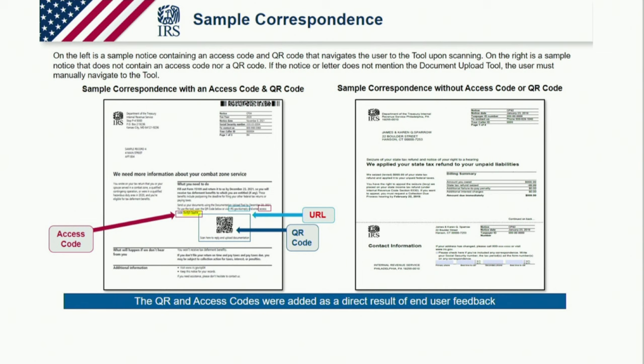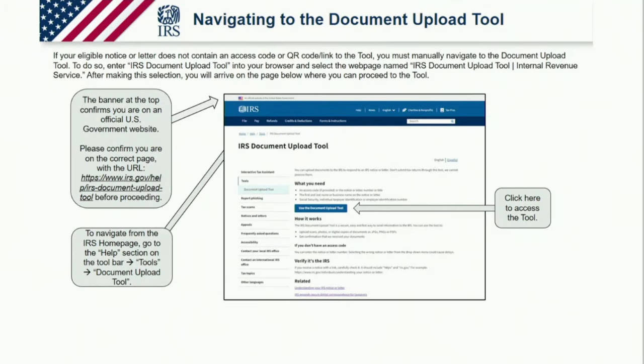If you have to manually navigate to the document upload tool, simply follow these steps. Type IRS document upload tool in your browser. Then follow the navigation on screen to be directed to the IRS document upload tool. You will be directed to the page and can proceed to using the tool. Note, there are various DUT tool URLs that can also be used.